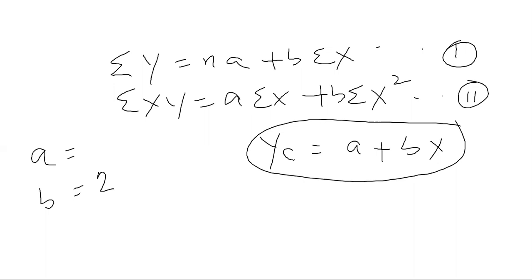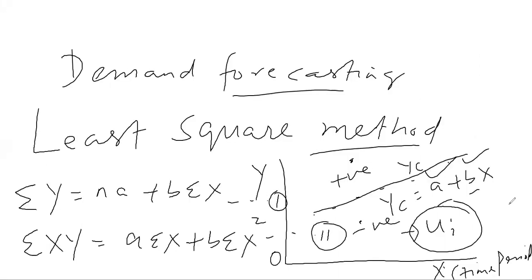Ma'am, A is 84. Yes, your A is 84. So now you got your intercept and slope of the line. So your YC now is 84 plus 2x. So for this trend line which you have inserted to the data, this is your YC equal to 84 plus 2x. So now you can have your average value for all the years.